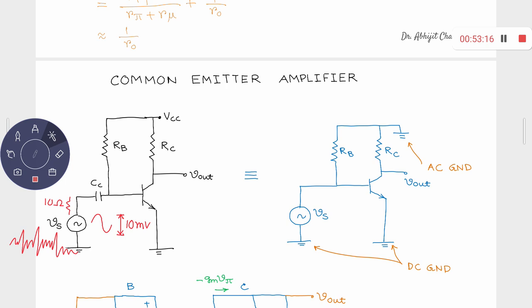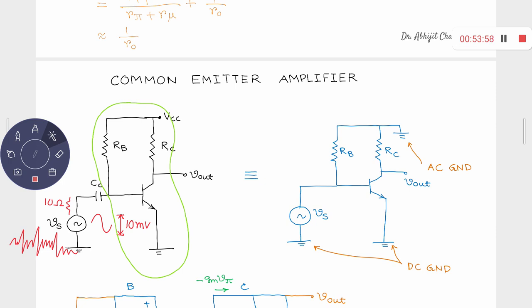So far we have discussed this circuit. Now we are connecting some signal source, say a microphone, for example, with some internal resistance, say 10 ohms or 50 ohms. You can't connect it directly. Why is this capacitor present over there? CC is present. It's known as a coupling capacitor, used to couple the signal to the actual amplifier circuit.